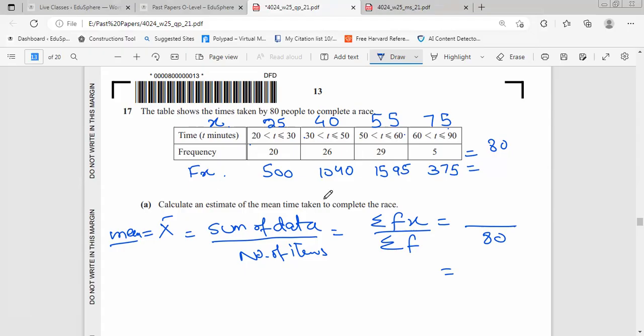the answer. Let me add it: 375 plus 1595 plus 1040 plus 500. I get 3510. So when I divide this by 80, I get 43.875. This was my mistake.